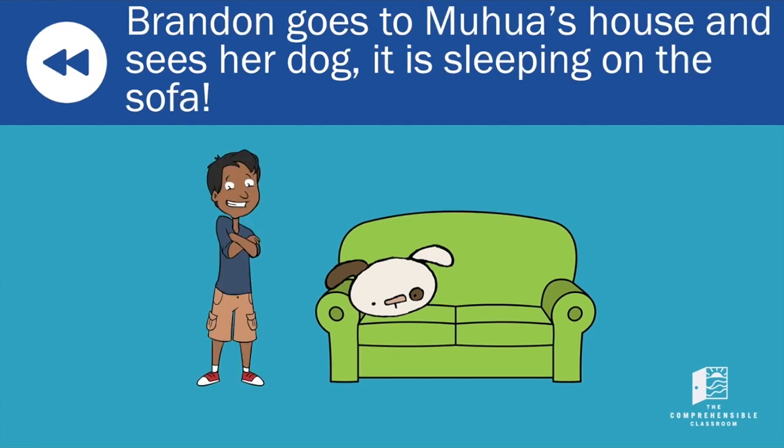Recap again. Recap is one of your best friends. Brandon goes to Muwa's house and sees her dog. It is sleeping on the sofa. You can see how I moved quickly through most of the story as it was using simple language structures. Then when I got to a part of the story, I paused because I wasn't sure if my students would understand that piece of language, and I asked a couple circling questions to help them process it. Asking some circling questions helps students to process the message. Does it help students to process the message, or does it help students to hear the message?